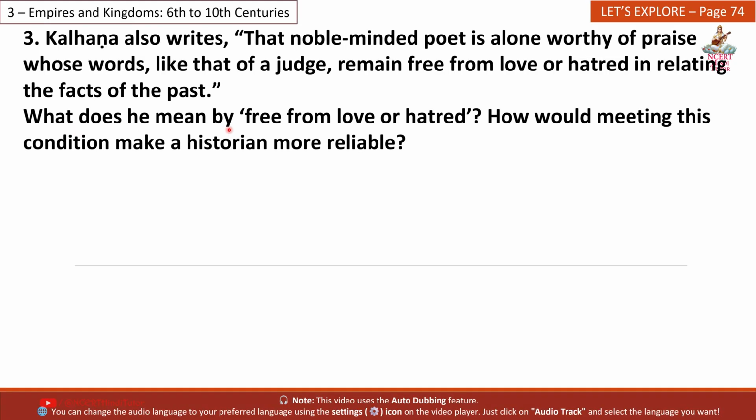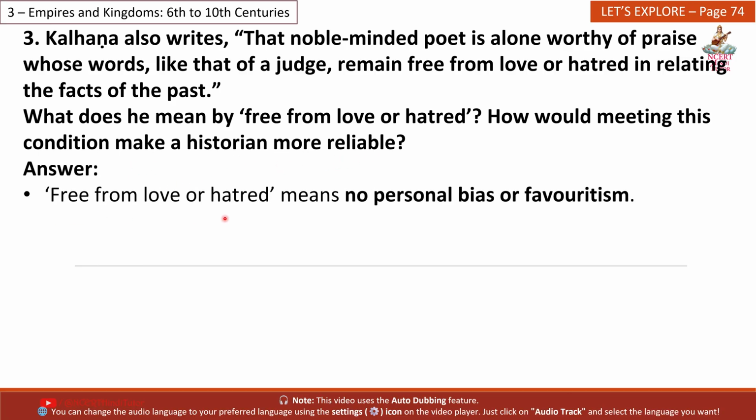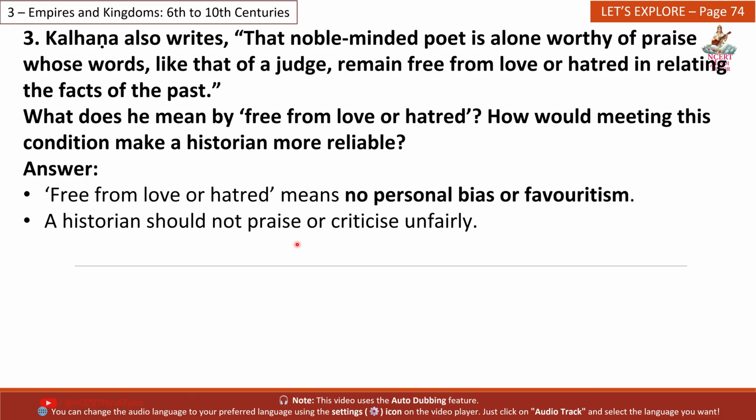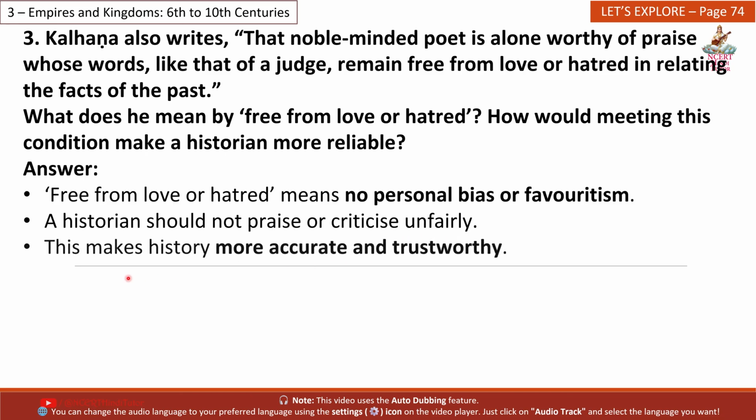What does he mean by free from love or hatred? How would meeting this condition make a historian more reliable? Answer. Free from love or hatred means no personal bias or favoritism. A historian should not praise or criticize unfairly. This makes history more accurate and trustworthy.